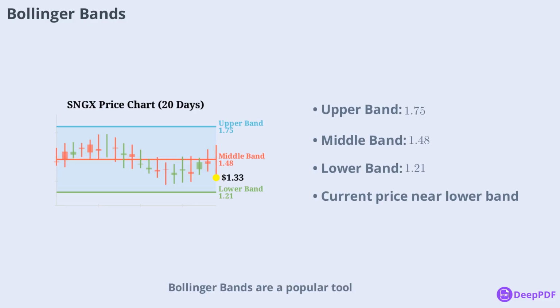Bollinger Bands are a popular tool for assessing volatility and potential price reversals. For SNGX, the upper band is at 1.75, the middle at 1.48, and the lower at 1.21. The current price is near the lower band, which can sometimes signal that the stock is oversold and may be due for a bounce. However, it's important to confirm this with other indicators before making a move.